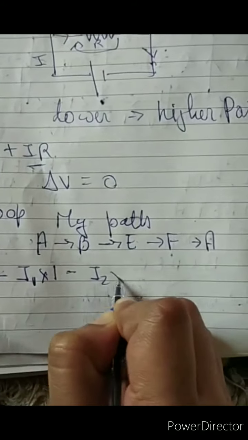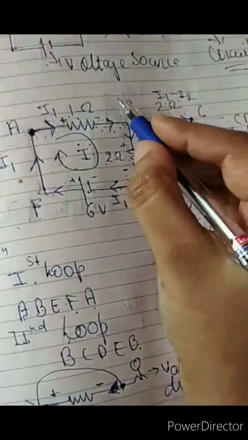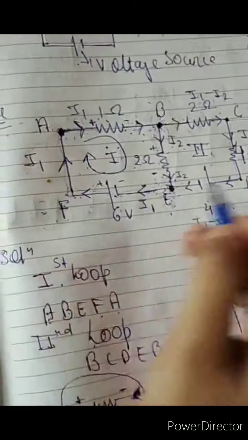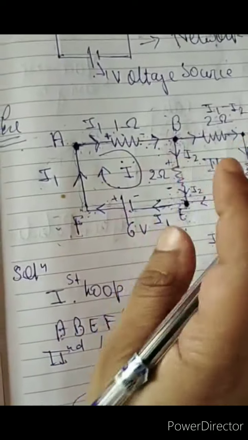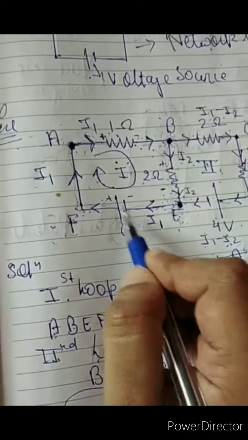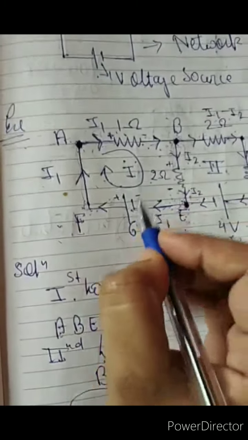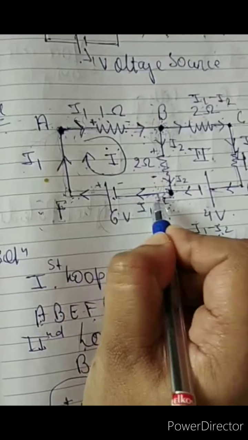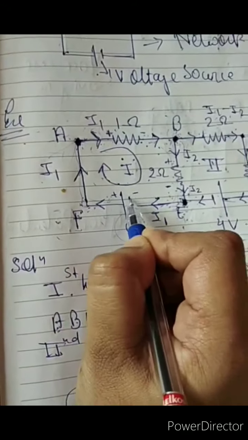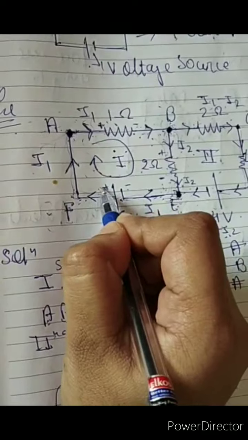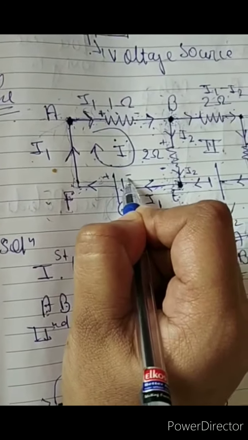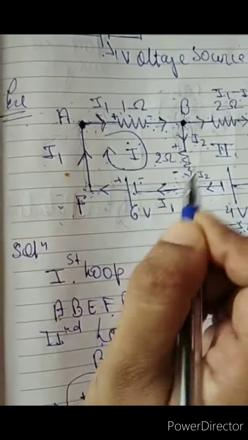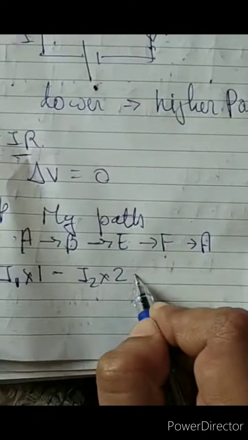Minus of I2 into 2. Okay, now the next branch is EF. What about EF? Look, if you are going through EF, there is no resistance. We have a cell of potential 6 volt. So you are going in this direction, from E to F. Look, this is minus and this is plus, so you are going from lower potential to higher potential. It means it must be positive. So plus 6 volts.